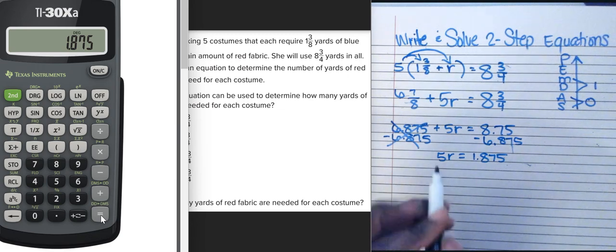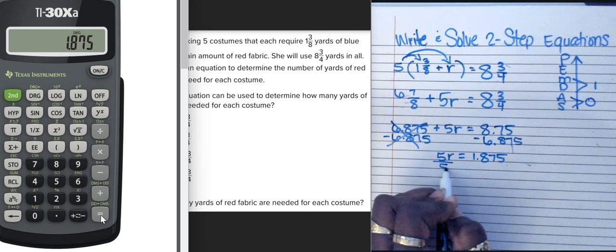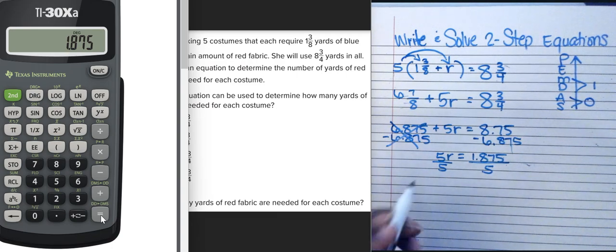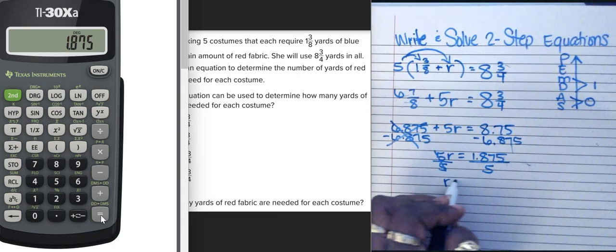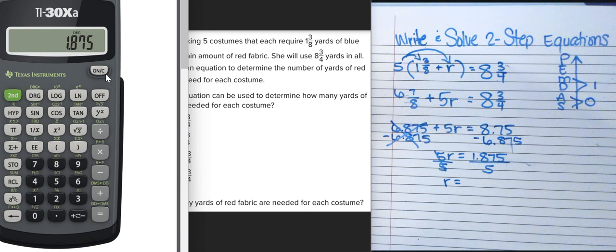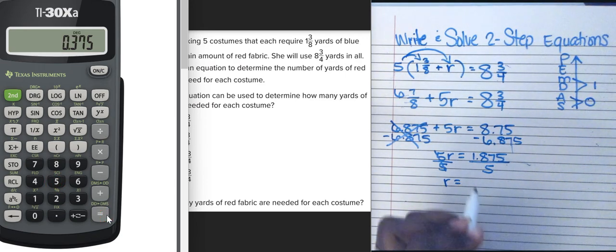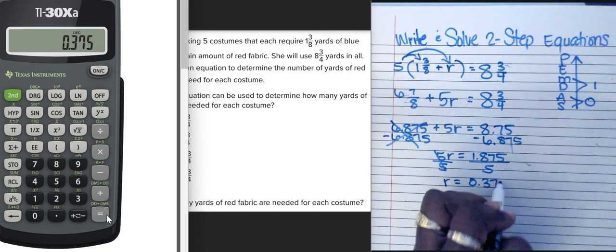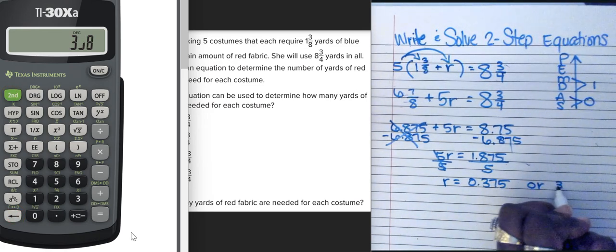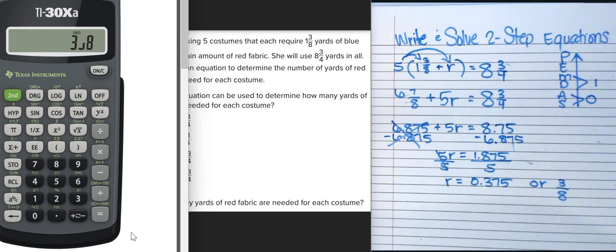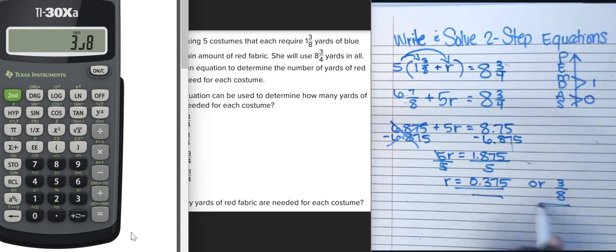All right, and now is the variable isolated? No, because we're multiplying by 5. So we're going to undo the multiplication by dividing both sides by 5. When we do that, we have 5 divided by 5. That leaves me with 1r, and that is going to be equal to, so 1.875 divided by 5, that is going to be equal to 0.375. Okay. If we wanted to convert this back into a fraction, you could. The answer would be 3/8. All right, so that is how you would solve it. This is our correct answer.